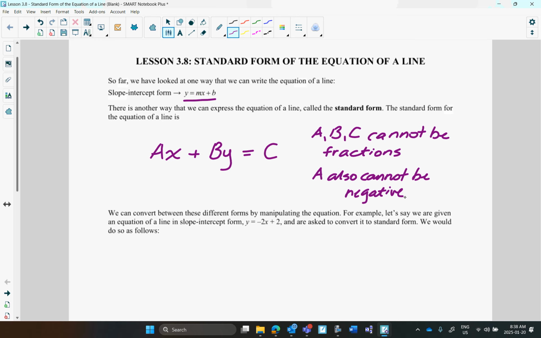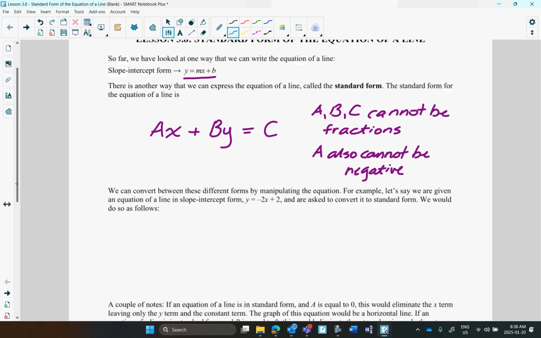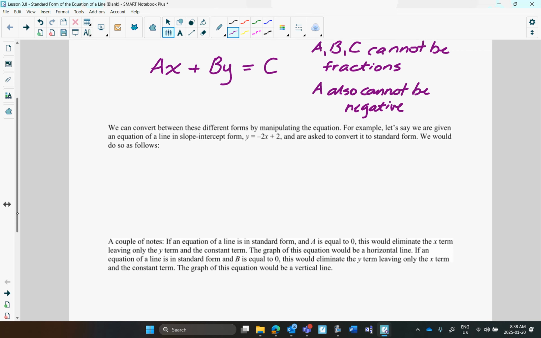So just as an example, let's say that we found the equation of a line. We found the slope, we found the y-intercept, we wrote our equation of the line, we got our answer as that. All you are asked to do now for standard form is make this look like this. So the only thing I have to do is I'm going to take the minus 2x over to the left by adding 2x.